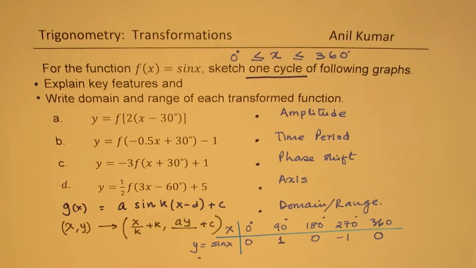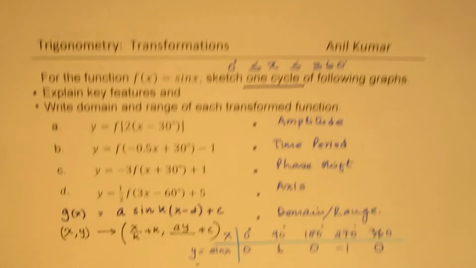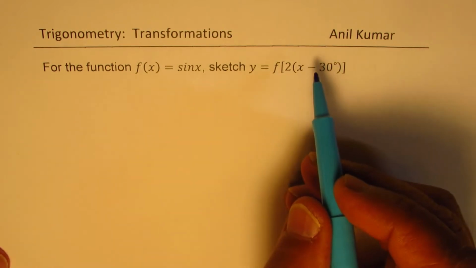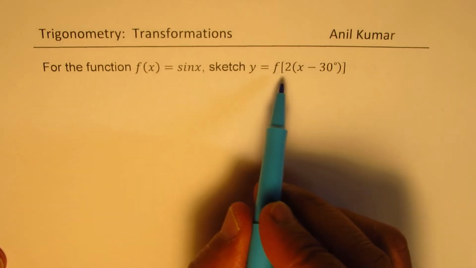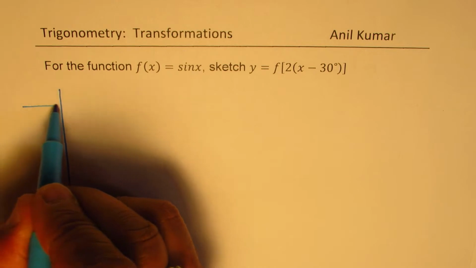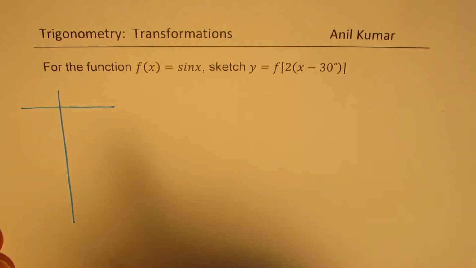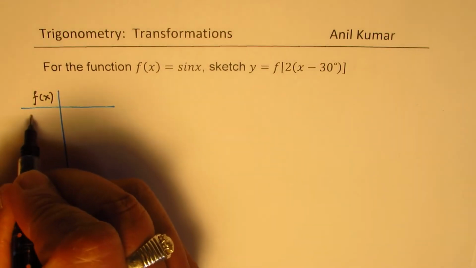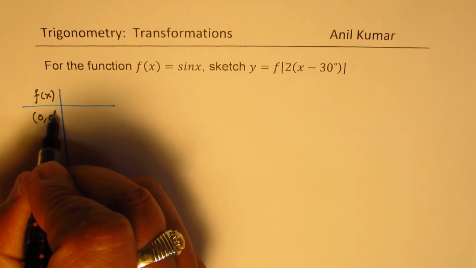So with that brief introduction, let's begin and understand how to explain the key features of the given transformed functions and also how to find domain and range. You can pause the video, answer this question on your own, and then look into my suggestions, right? I'll begin with the transformation of the points. We already discussed that if we have a function f of x as sine x, then the coordinate points are 0, 0, right?